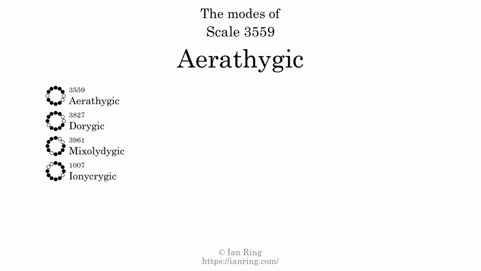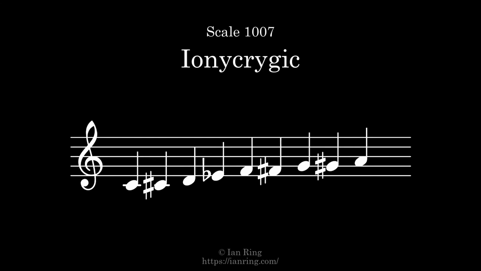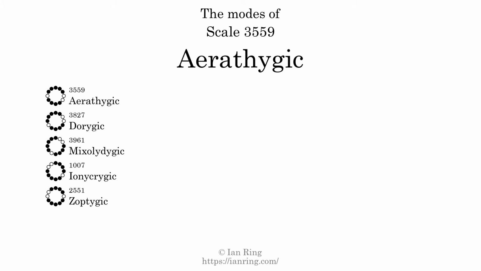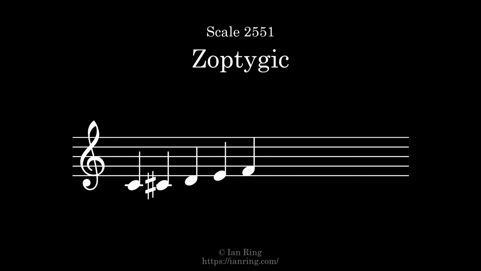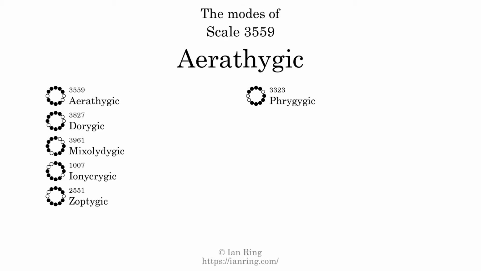The fourth mode is scale 1007, also known as Aerathygic. It sounds like this. The fifth mode is scale 2551, also known as Zoptage. It sounds like this. The sixth mode is scale 3323, also known as Aerathygic. It sounds like this.